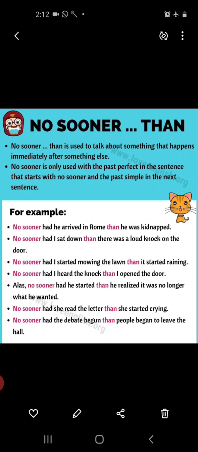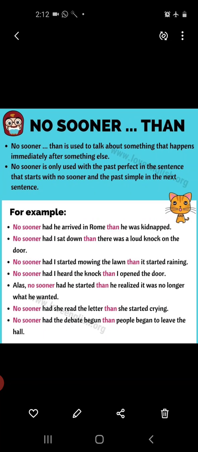No sooner than. Guys, no sooner than is used to talk about something that happens immediately after something else. And no sooner is only used with the past perfect in the sentence that starts with no sooner, and the past simple in the next part. As you can see in this example, no sooner had he arrived in Rome than he was kidnapped.